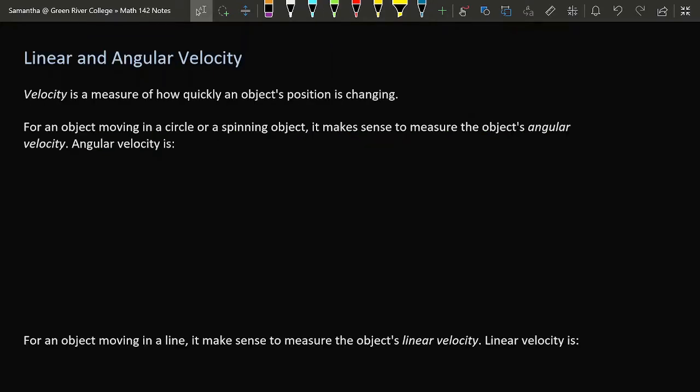Velocity, the word velocity, is a physics term that is used to measure how quickly an object's position is changing. And if you have an object which is moving in a circle or which is spinning, we describe how quickly the object's position is changing using something that can be called angular velocity. Angular velocity is a measure of how quickly the object is spinning or turning, how quickly the object's angle is changing.